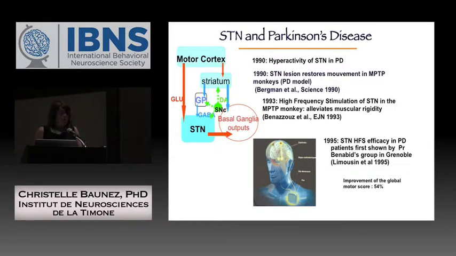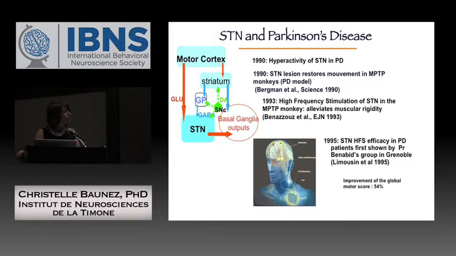So, first of all, for those of you who were attending the session on DBS this morning, you've heard of the subthalamic nucleus as a target for Parkinson's disease treatment. And that's what mostly people within the basal ganglia community know the subthalamic for, and as a motor structure. So it's involved in this motor loop that is illustrated. And it was shown in the 90s that there was a hyperactivity of this structure in the case of a dopaminergic depletion, like in Parkinson's disease. And therefore, lesioning this hyperactive nucleus could restore movement in MPTP monkeys, the Parkinsonian models.